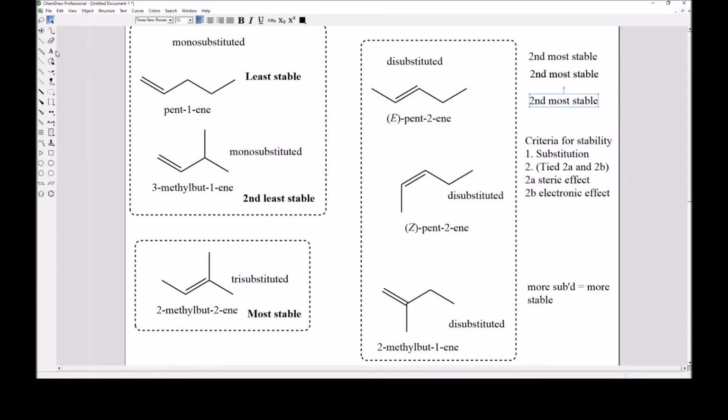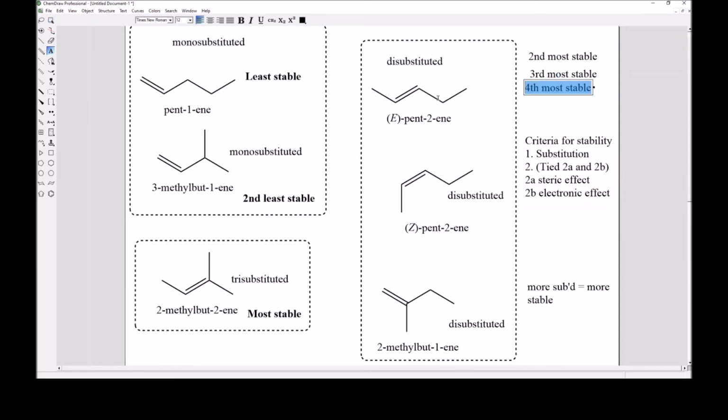All right, I'm getting my labels all ready to slap them on these compounds. This would be the 3rd most stable, and this would be the 4th most stable. So first place was definitely this compound because it is the most substituted. Substitution is the most important criteria. The other 2 criteria are referred to as sterics and electronics.